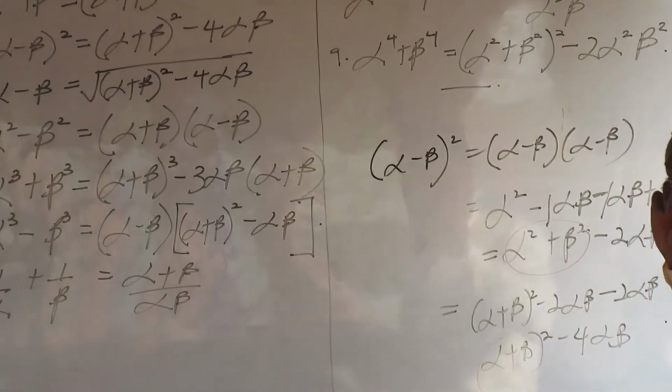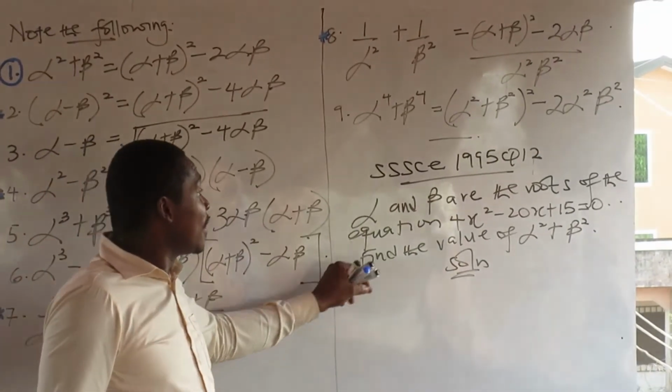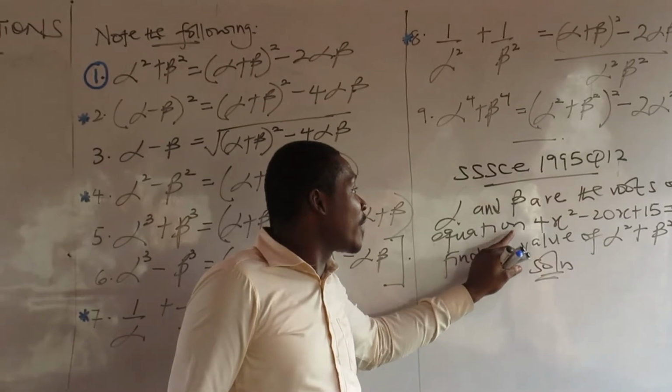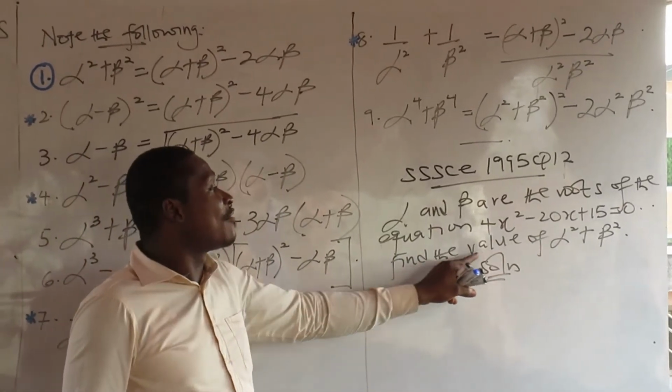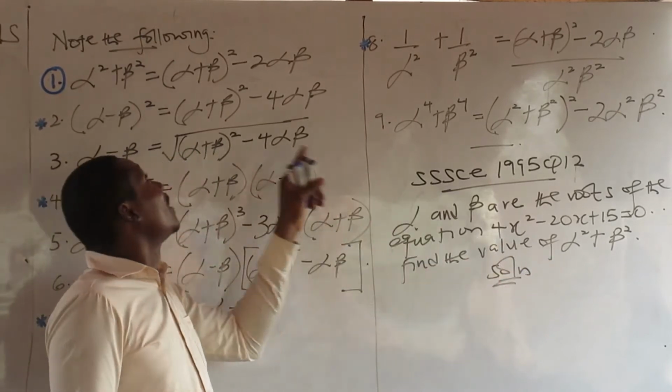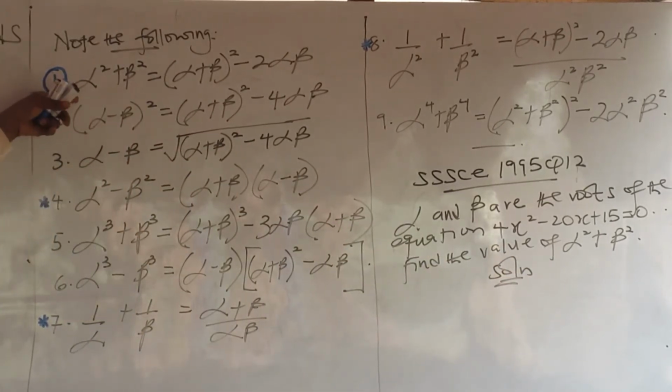Now let's continue with our work. So I've explained that. Alpha and beta are roots of the equation 4x squared minus 20x plus 15 equals 0. Find the value of alpha squared plus beta squared. That is formula number 1. Alpha squared plus beta squared, right?